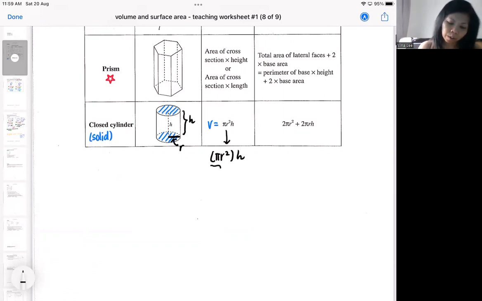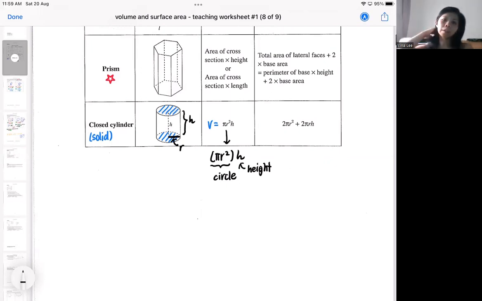So I would like you to visualize this part as pi r squared times height. Actually, pi r squared is like a circle. So imagine the volume as how many circles you are stacking up, and the height is how much you stack up the circle. The taller you stack up, the more volume it will have. So you can imagine a cylinder as a stack of circles. That's why it's pi r squared times height.